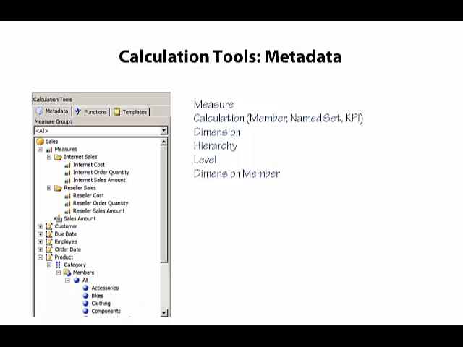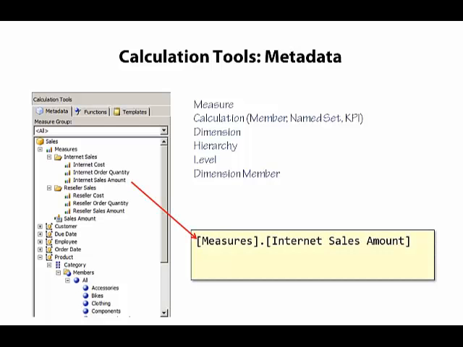To use the metadata tree, we use drag and drop. We select the object we want and drag it to the expression box. So for a calculation that combines our sales amount measures, we can select Internet Sales Amount in the metadata tree, and it appears in the expression box as we see here, with the measure's dimension name as a prefix followed by a dot and then the name of the measure.